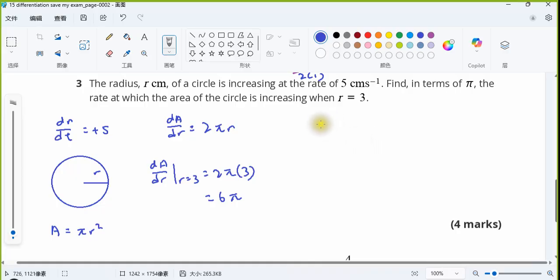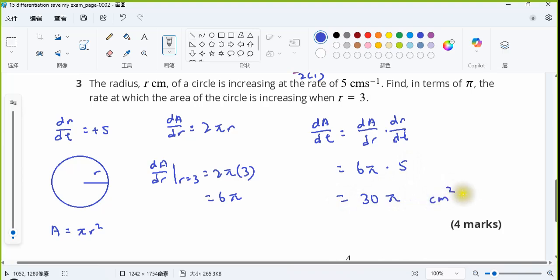So they want to find the rate of the increase of area, that is dA/dt. So dA/dt equals dA/dr times dr/dt. So dA/dr is 6 pi, dr/dt is 5. So the answer is 30 pi cm squared per second. Okay.